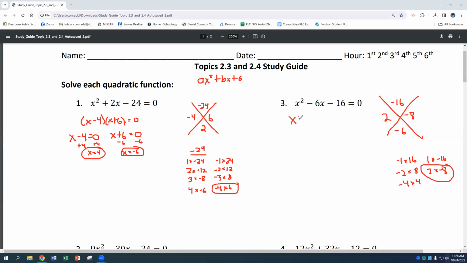So our factors are going to be x plus 2 and x minus 8, equals 0. Then we have to use that zero product rule and set each of the factors equal to 0. So x plus 2 is 0. x minus 8 is 0. We subtract 2 from both sides. We get x equals negative 2. We add 8 to both sides. We get x equals 8. So if we plugged in negative 2 or 8, we should get 0. Okay.